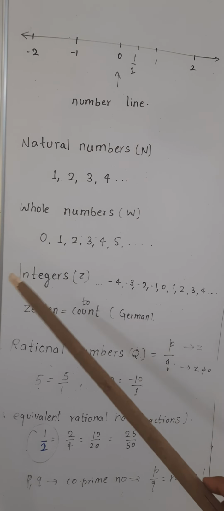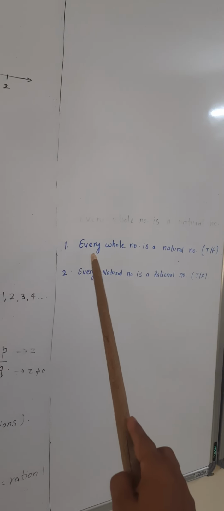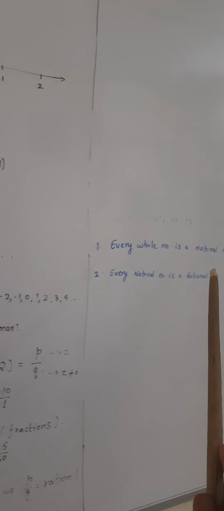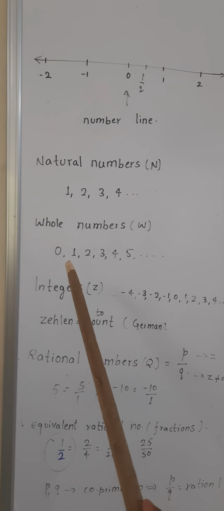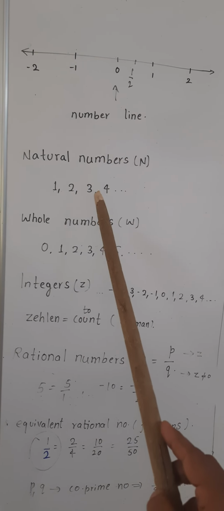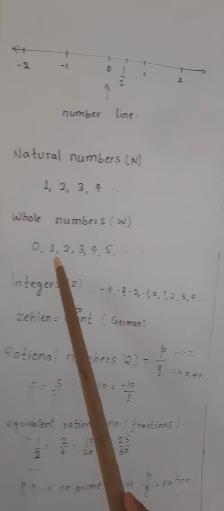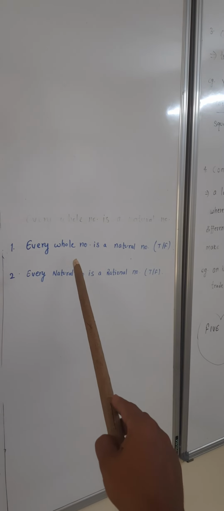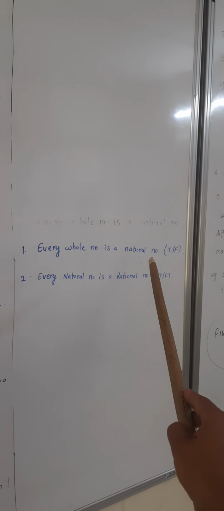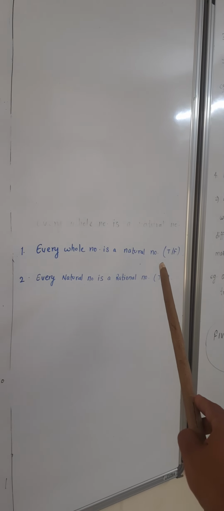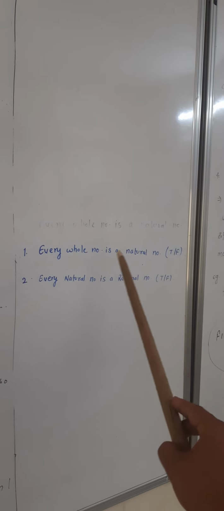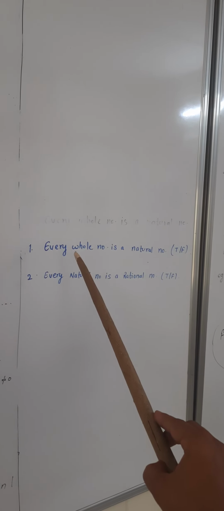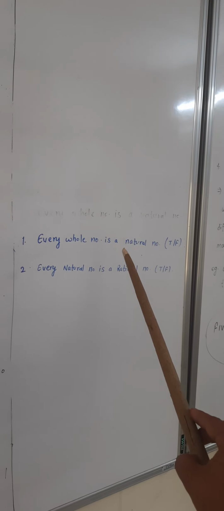Are you getting my point? The question is saying every whole number is a natural number. We are saying that all the whole numbers are natural numbers except 0. Due to this word every, since 0 is not a natural number, this statement is false. Every whole number is a natural number? No, it is not true. It is false. We can say in other words that every whole number is a natural number except 0. Then it is true.